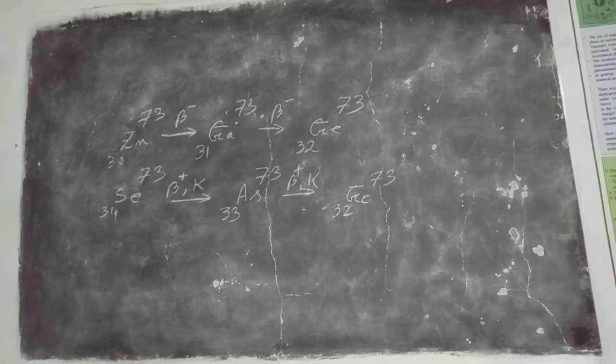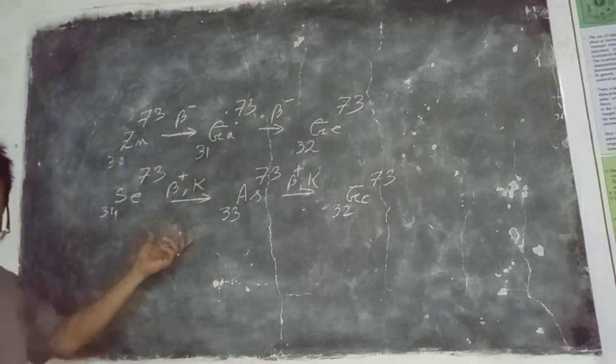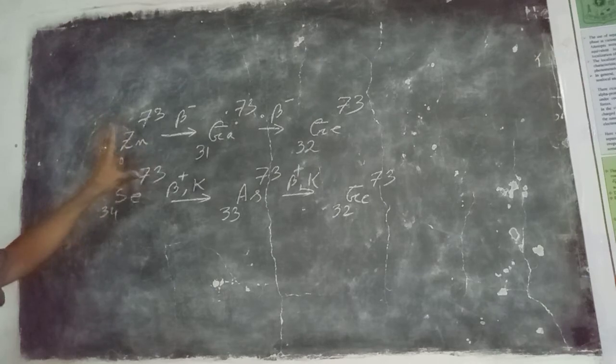So the semi-empirical binding energy formula has the ability to explain the stability properties of the nuclei. Now we have considered odd A. Now we consider even A nuclei.